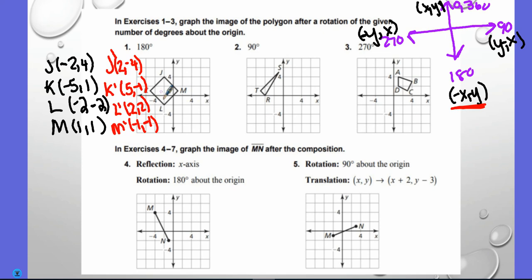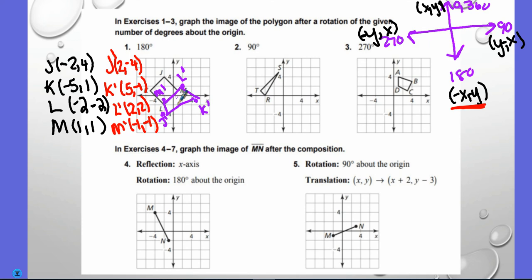Alright, so let's go and graph 2. That's my J prime. And then we get 5 and -1. That's my K prime. And then we get 2 and 2. That's my L prime. And then we get -1 and -1. And that is my M prime. So all I did was follow the rules. And I got my rotation. My picture looks strange though. Let me make sure I did this right.